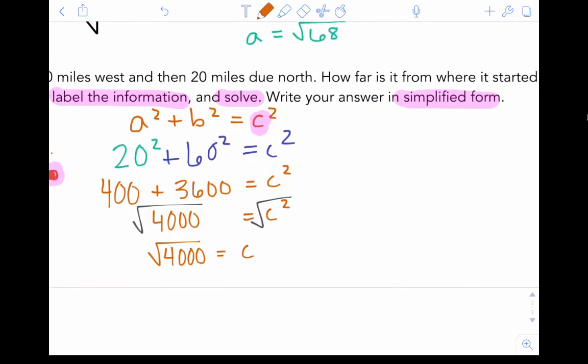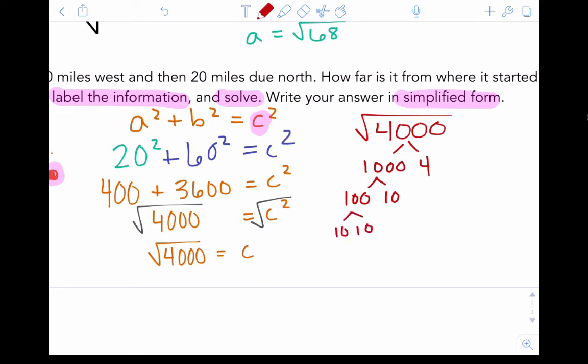So that means I need to simplify this. So I'm going to go over to the side. I'm going to do my factor tree. So I have 4,000. Well, I know that that is 1,000 times 4. I know that 1,000 is 100 times 10. And I know that 100 is 10 times 10. And then 10 is 2 times 5 and 2 times 5. Now all 4 of those are done. 10 again is 2 times 5. And 4 is 2 times 2.